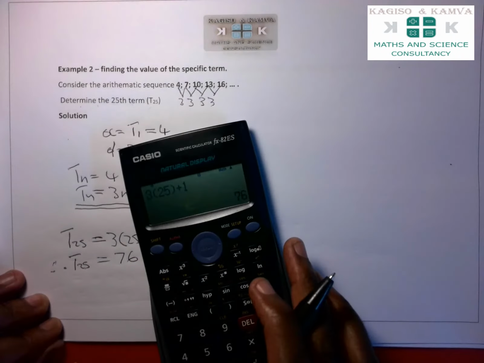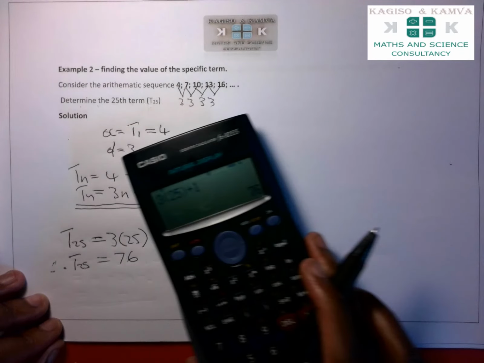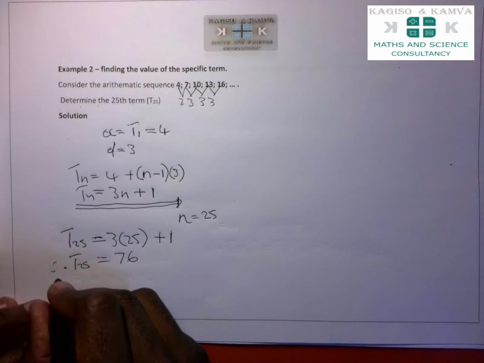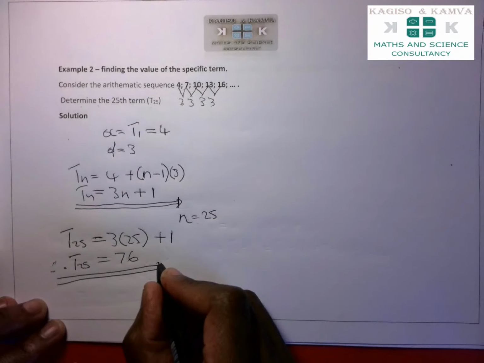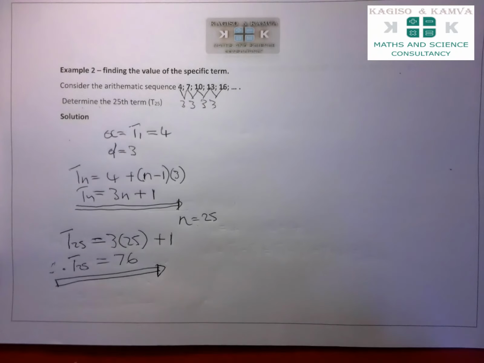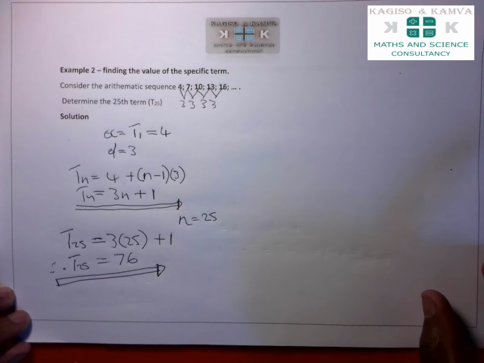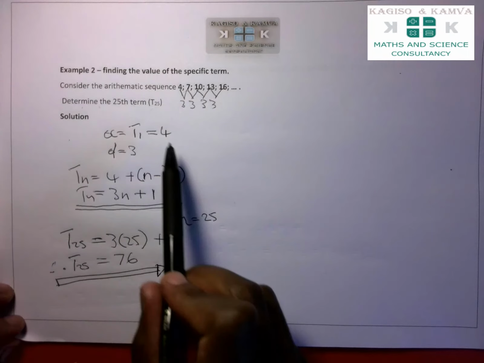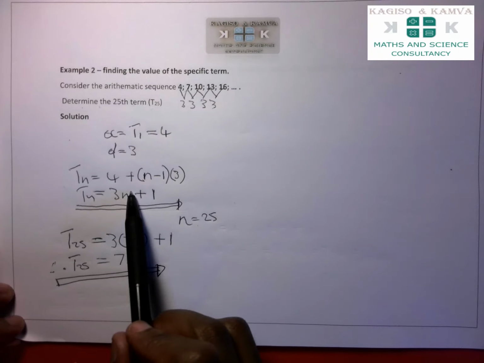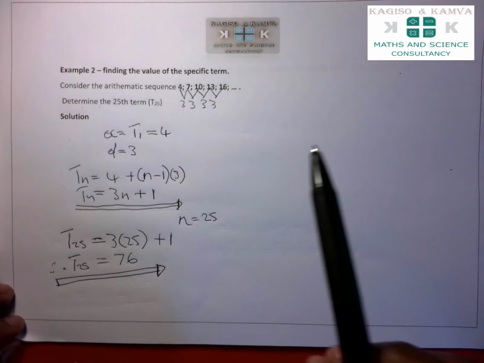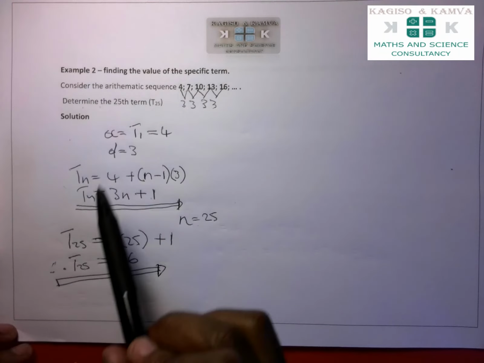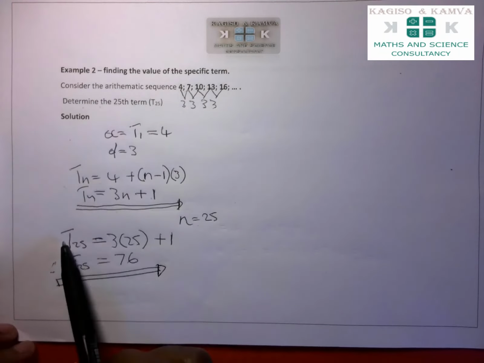You can see how the general term formula helps us simply. Okay, this is going to be our final answer. Now this is finding the value of the specific term. What is the first thing that you need to do? You find the general term. We did it when we were doing example 1, and then you just substitute term number 25 for n, and then you are able to find the value of that particular term.